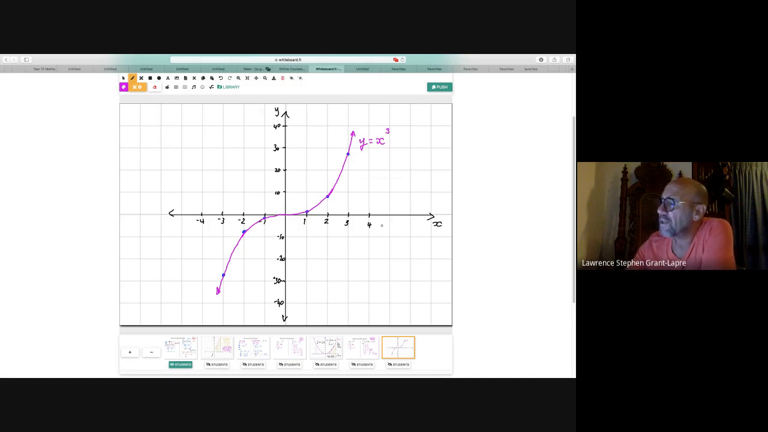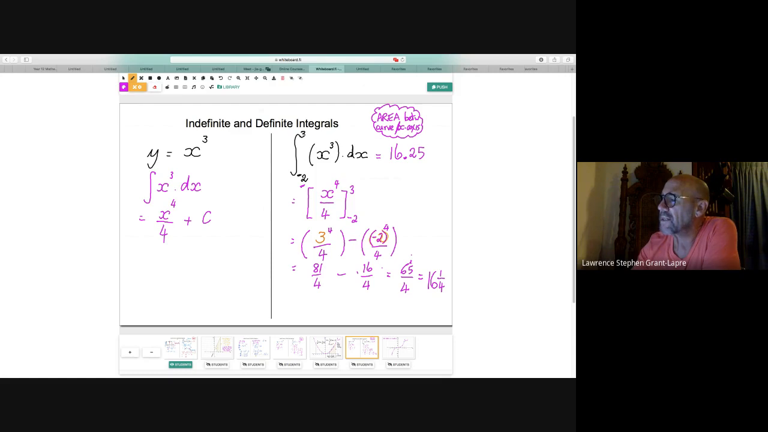And here we've got the function x cubed. 1 cubed is 1, 2 cubed is 8, 3 cubed is 27. 4 cubed doesn't fit on our graph. -1 cubed is -1, -2 cubed is -8, -3 cubed is -27. Now we are looking for the area underneath the function between the x value of -2 and the x value of 3. Remember those numbers, x is -2 and x is 3.